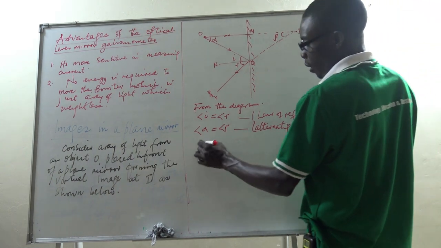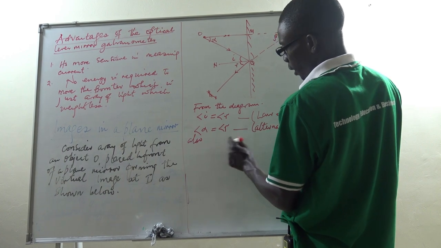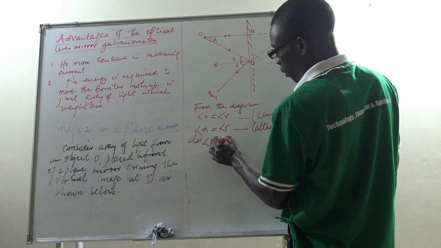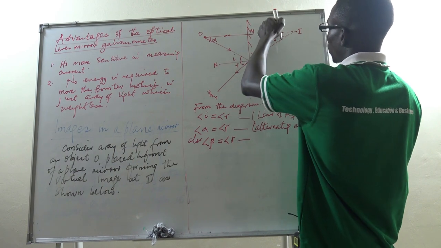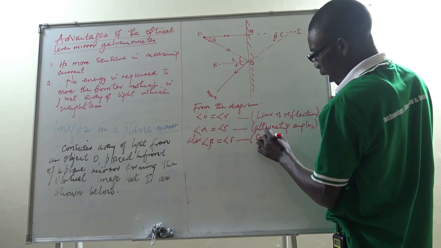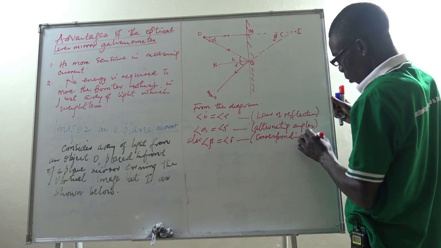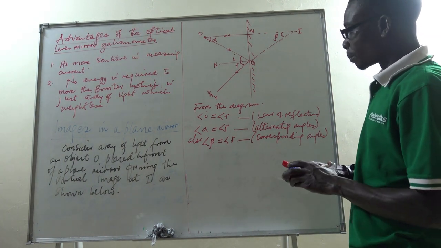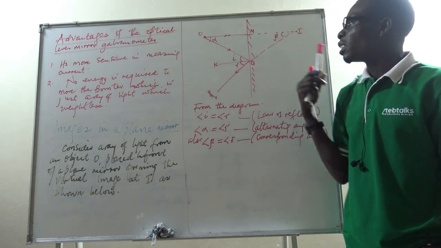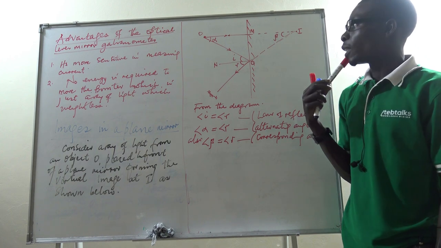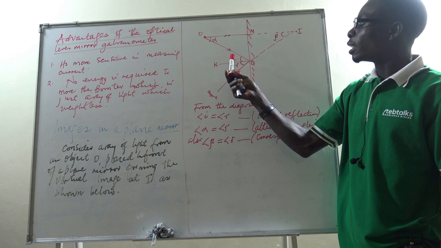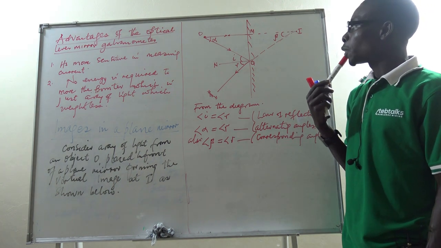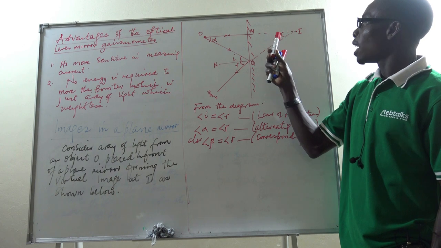And then finally, we can also say that angle beta is equal to angle R. This angle here is equal to this angle here. Why are we saying that? These are corresponding angles. All at the same point. Is that okay? From our diagram there, we are saying that this angle is the same as this angle, that is from the law of reflection. And then also we are saying that this angle here is the same as this angle, but that is true on the fact that they are alternating angles. And then also we are saying that this angle R is equal to the angle beta.